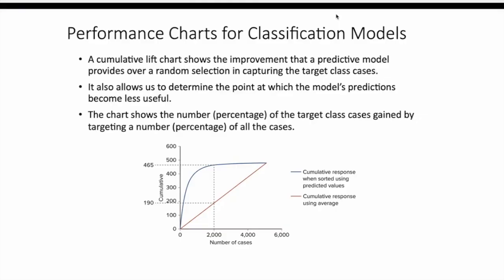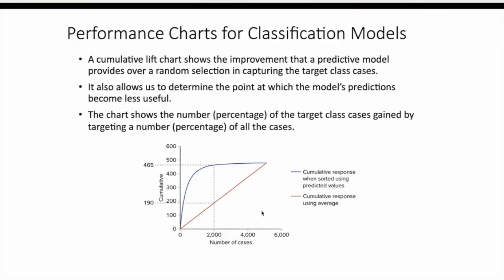The cumulative lift chart has some other names, like the cumulative gains chart, or maybe lift chart. The lift is a bit different, but this is the cumulative lift or cumulative gain. So what does this show? The improvement that a predictive model provides over random selection in capturing the target class cases. It allows us to determine the point at which the model's predictions become less useful.